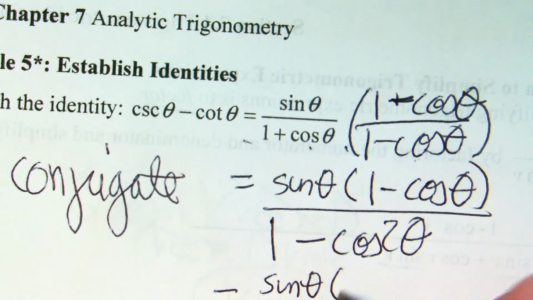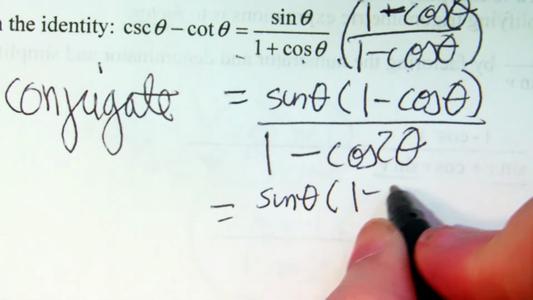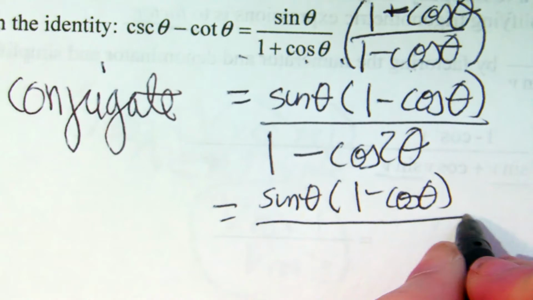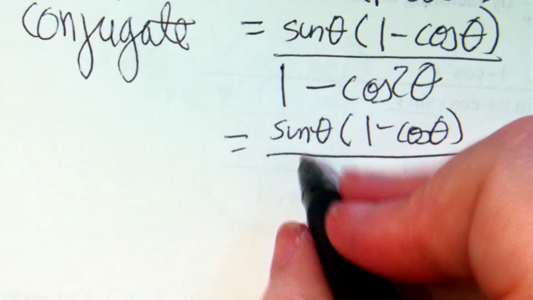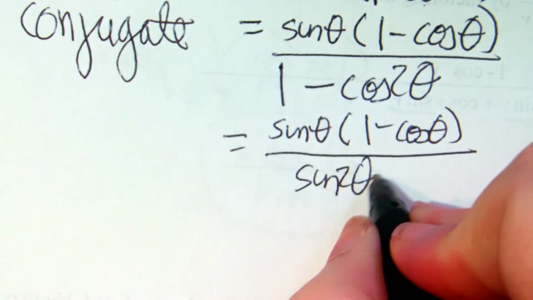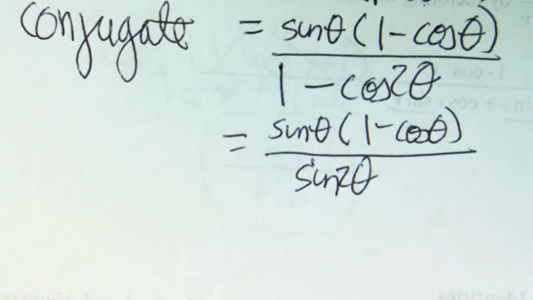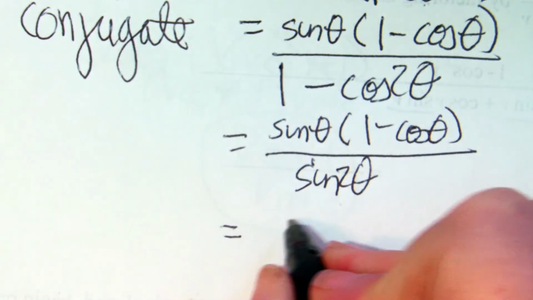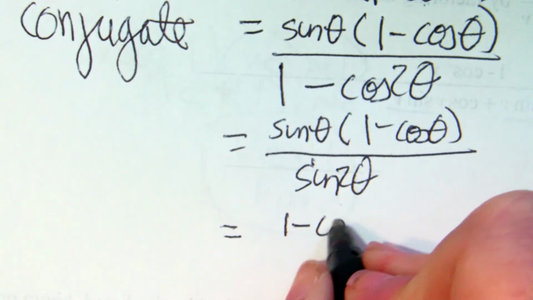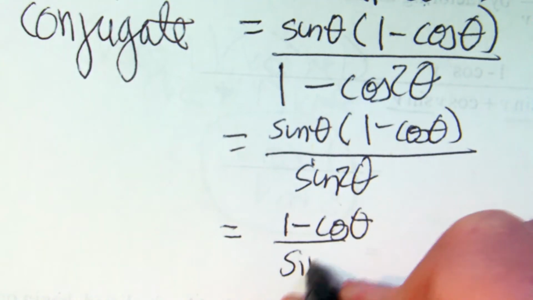Sine theta times 1 minus cosine theta over 1 minus cosine squared theta. You should learn by now that it can be replaced by sine squared theta, that they're Pythagorean identities. Sine squared plus cosine squared equals 1. And 1 minus cosine squared theta is sine squared theta, and 1 minus sine squared theta is cosine squared theta. So one of the sines will cancel. We get 1 minus cosine theta over sine theta.